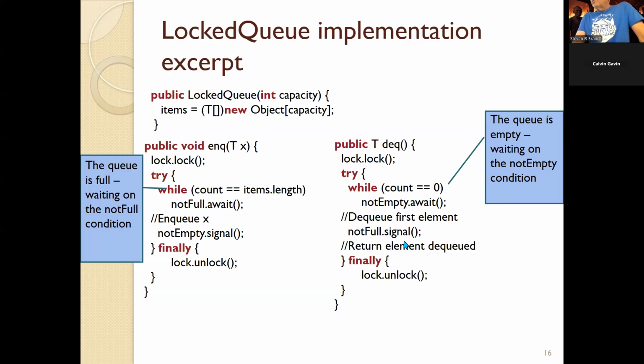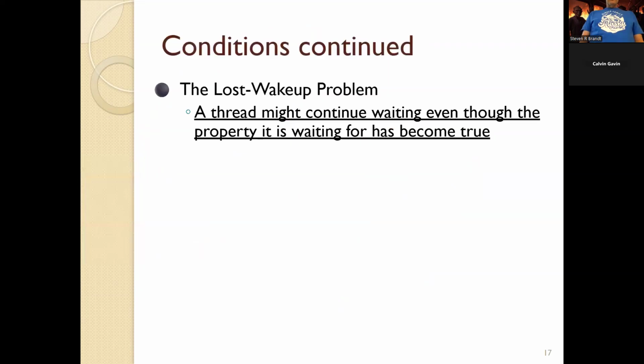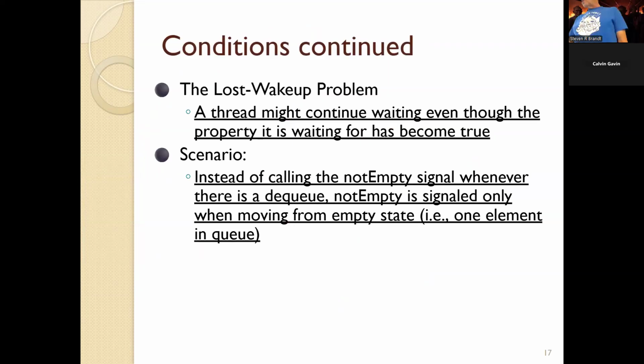And somebody says, hey, I have a brilliant idea. Let's cut down on the overhead. Let's only signal not empty when we transition from 0 to 1. And let's only signal not full when we transition from full to 1 empty slot, right? So that's our brilliant optimization, because otherwise, in principle, things shouldn't have to be waiting because the queue is either not full or not empty. However, here's the scenario. I've implemented that optimization, and so instead of signaling not empty on every enqueue, not empty is signaled only when moving from the empty state.